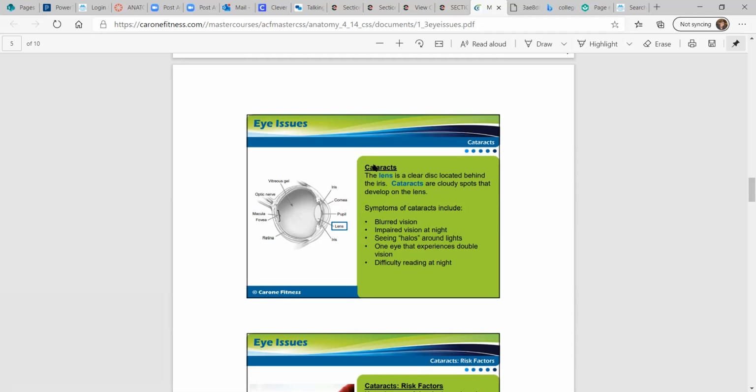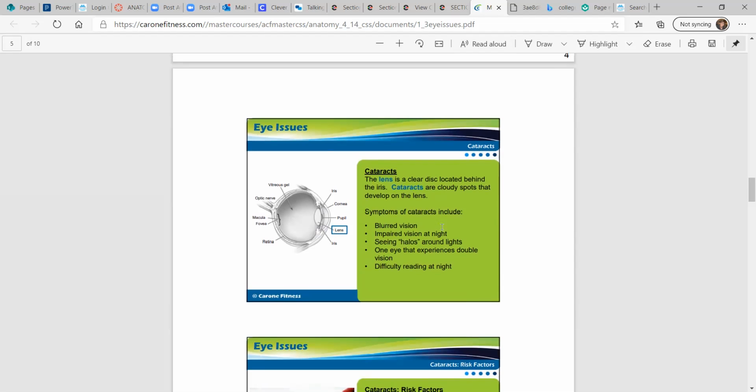Your vision may be blurred. At night, it may become very hard to see. If you see halos around lights, and if you don't know what I'm talking about, it's if there's a light and then around it, you see this light ring, like a ring of light around the light itself. That may be a symptom of cataracts.